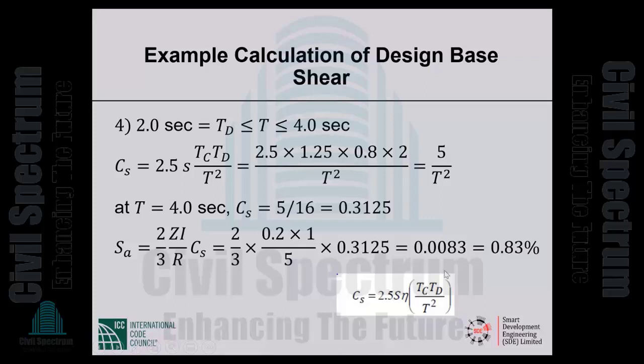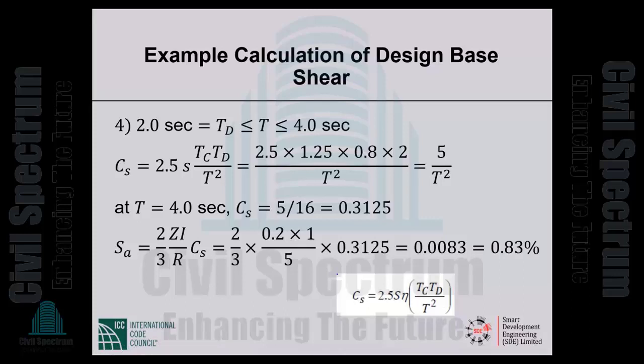this is the equation. Our eta is 1, so this is our equation: 2.5, soil factor of 1.25, T sub C of 0.8, T sub D of 2 divided by T squared. That gives us 5 divided by T squared. So at T of 4 seconds, C sub S becomes 3.125. We take that, multiply by 2/3, Z of 0.2, R of 5, and I of 1. We get 0.83% as the design. 0.83% of weight is the design base shear.